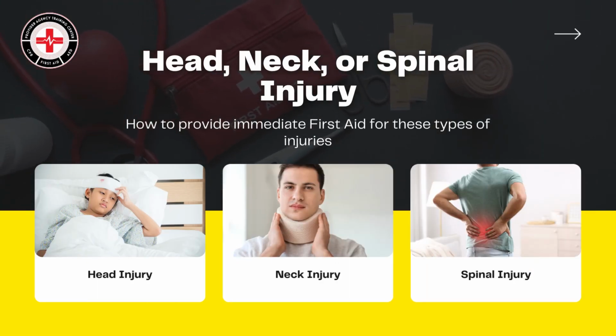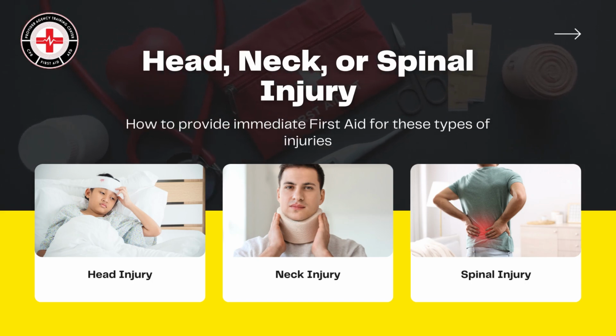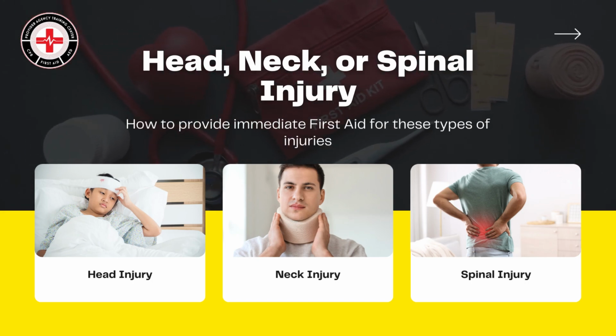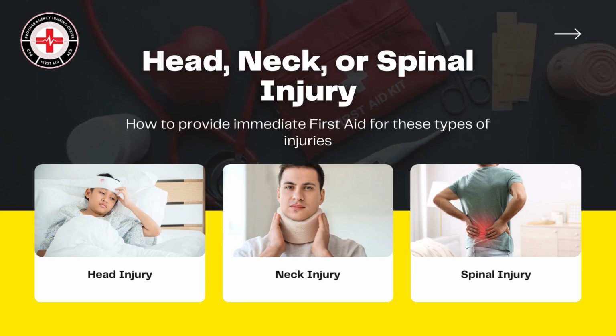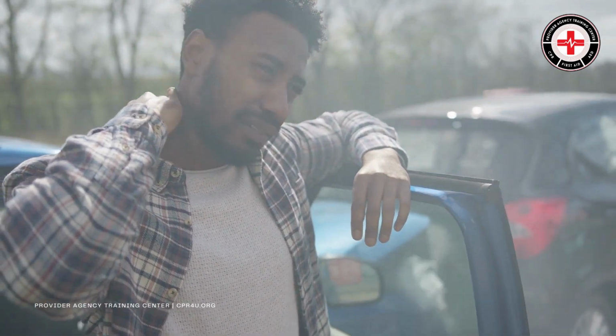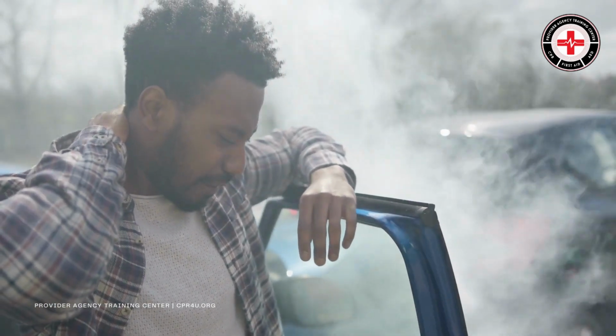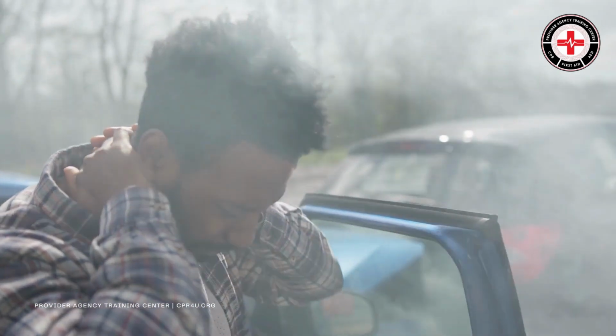Welcome to this section on head, neck, or spinal injuries. In this training, we will discuss how to provide immediate first aid for these types of injuries, which can be serious and potentially life-threatening. Encountering a neck, head, or spinal injury requires quick and appropriate action to minimize further damage and protect the injured person's well-being.